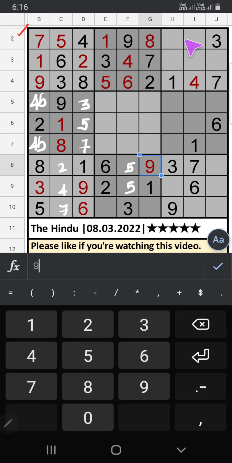Second row, 2 numbers are remaining, 2 and 6. Column I, we have 6. So 6 can't come in this cell. 6 is confirmed here. Then 2 is here. Third row, 3 numbers are remaining, 5, 8, 9. It will come in any one of the cells. We will confirm later.